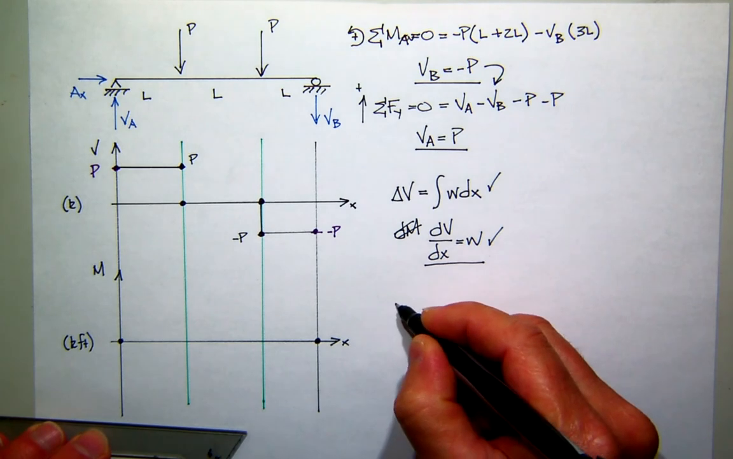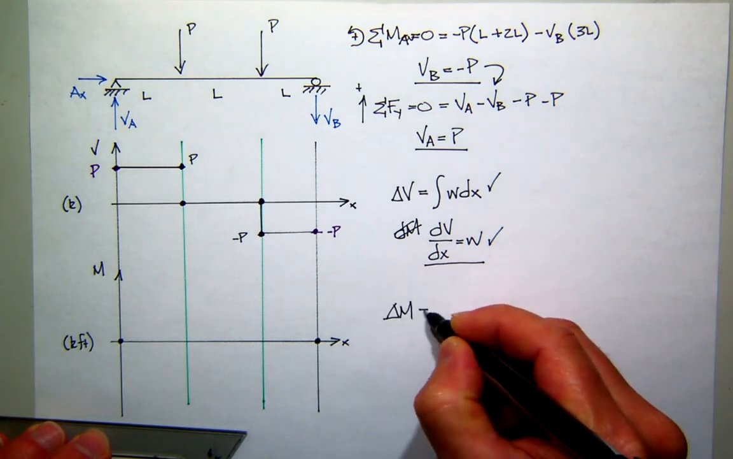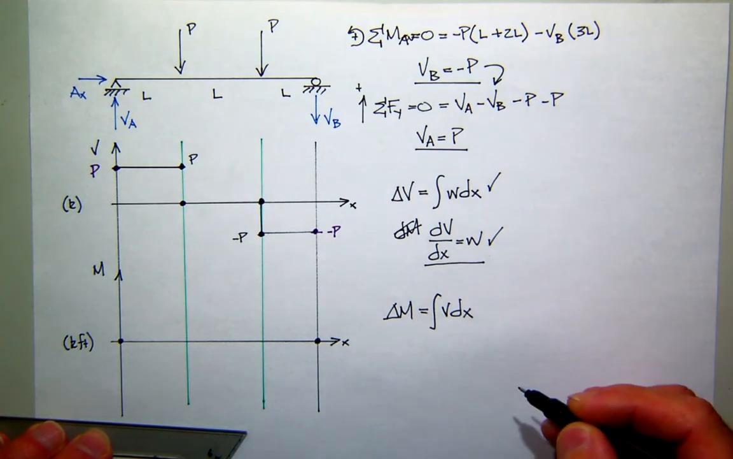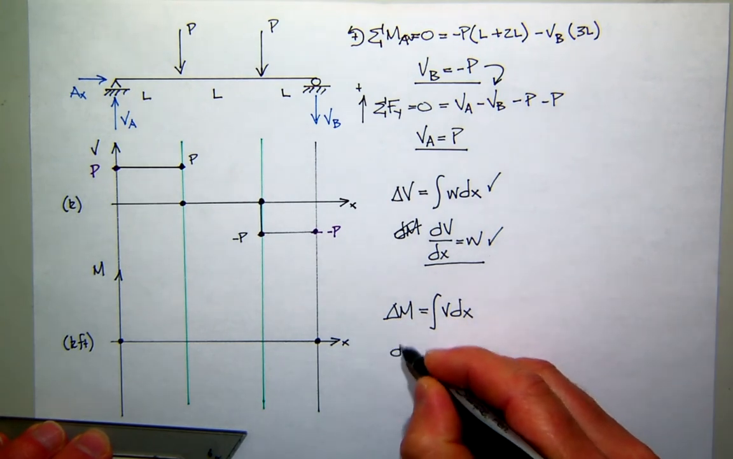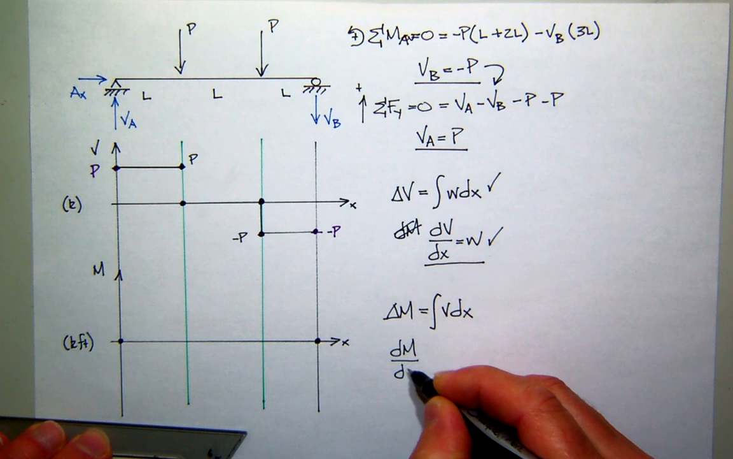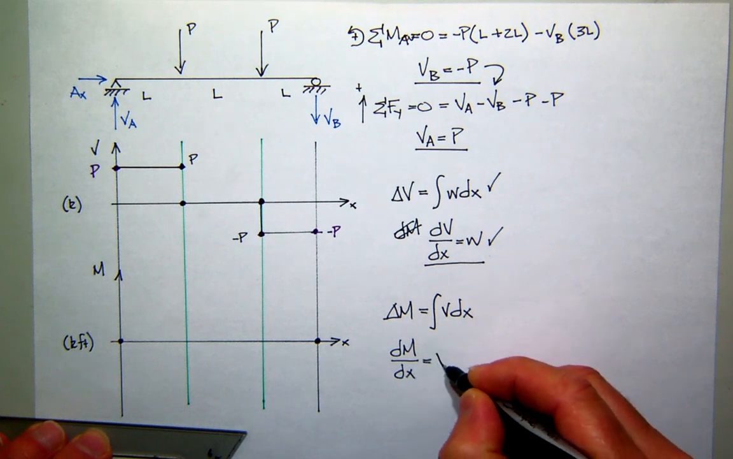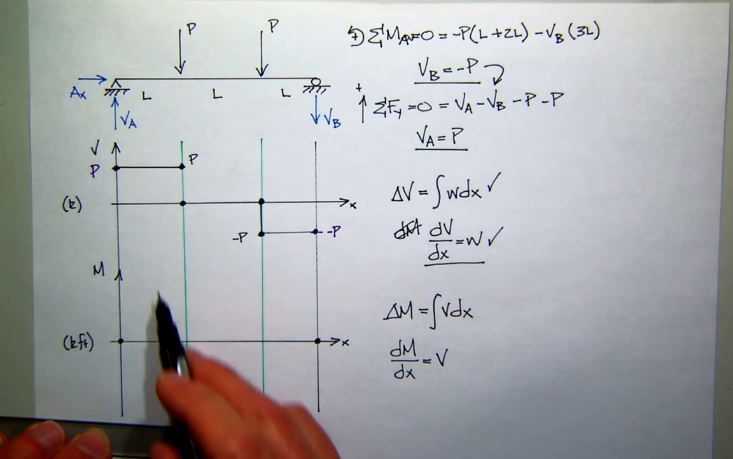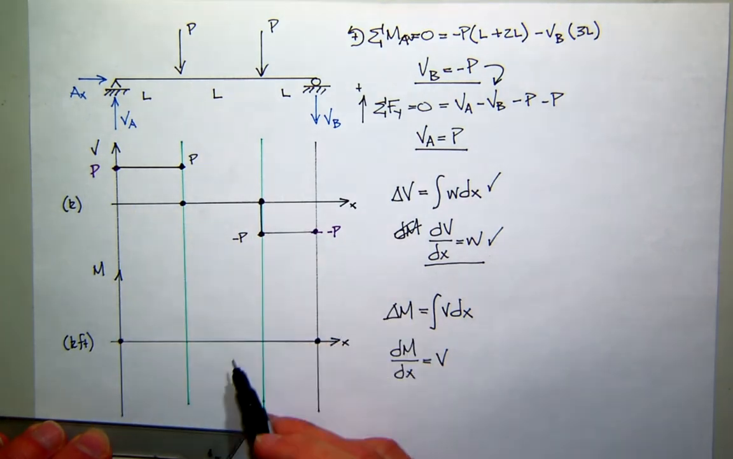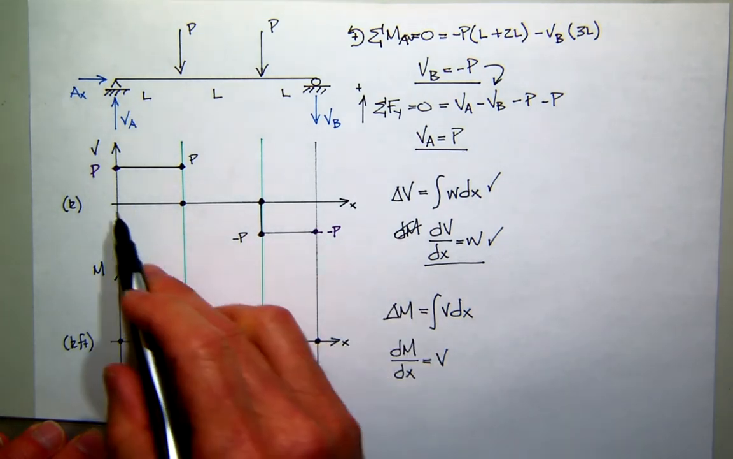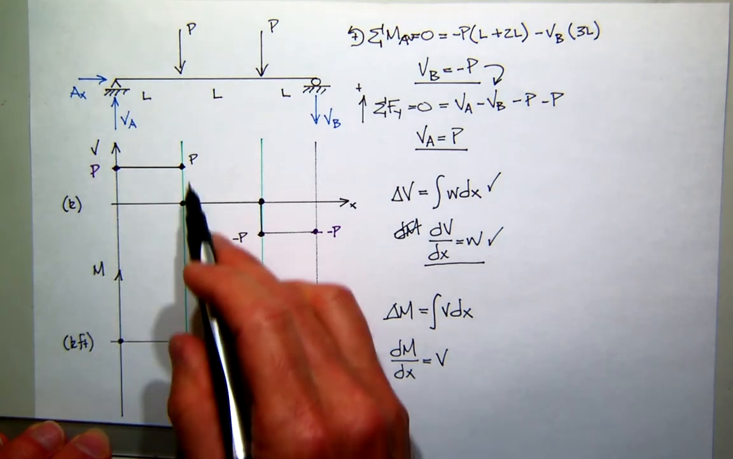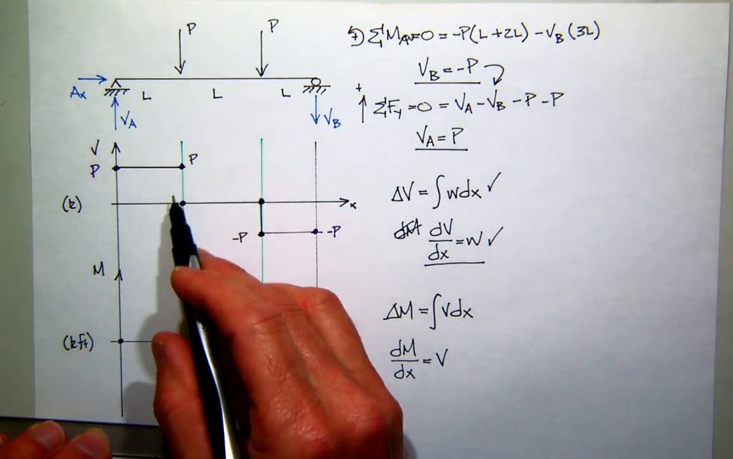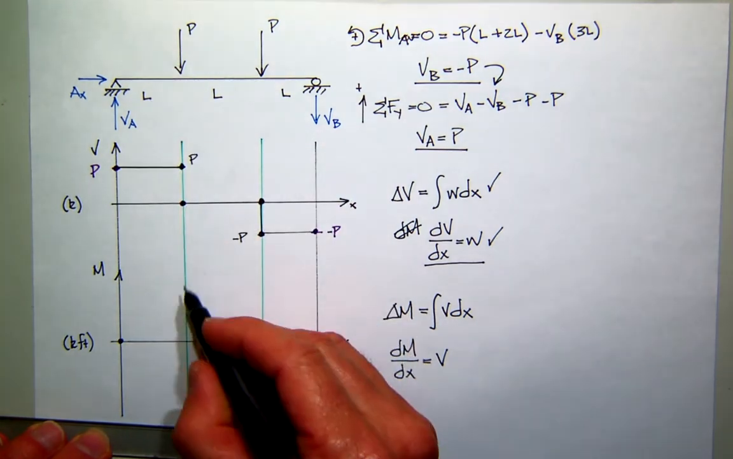Well, remember, I'm going to say that the change in moment between any 2 points is the integral or the area under the shear diagram. And of course, the slope of the moment diagram is equal to the value of the shear. So let's start here. Now I'm looking at my shear diagram to guide me to construct my moment diagram. You can see this section here over the first length L is continuous. So what would be the moment right here?